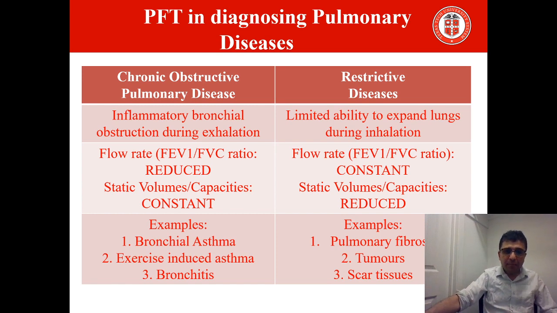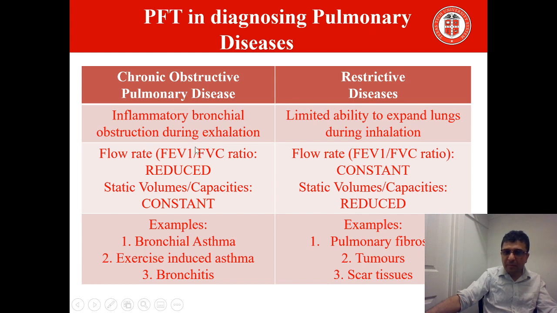So that has an important effect on the parameters which we have already talked about. If you can see the flow rate, the FEV1 FVC ratio, which we talked about in our previous slide, is heavily compromised or reduced in obstructive, but it has no effect on restrictive diseases. On the contrary, the static lung volumes and capacities, all those TV, IRV, etc., remain constant here, but they get heavily reduced in restrictive.